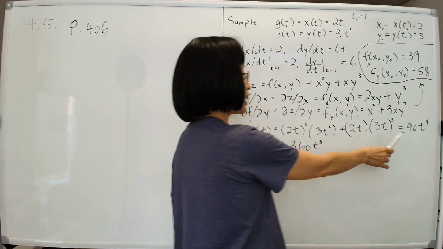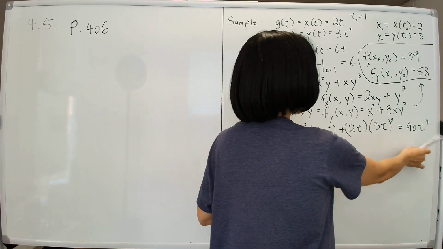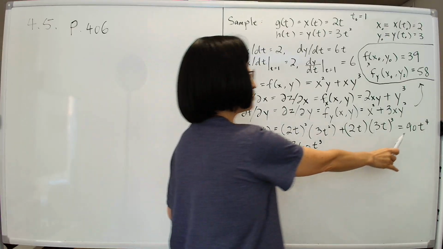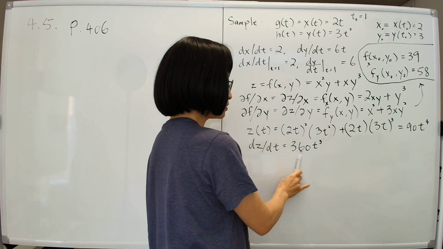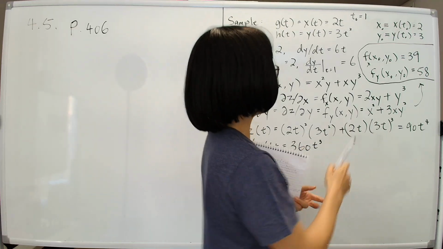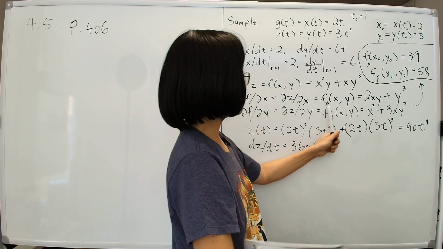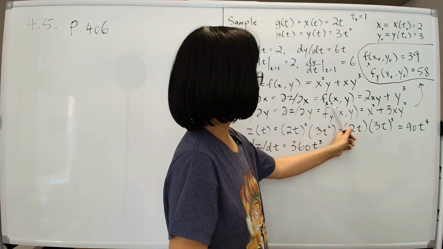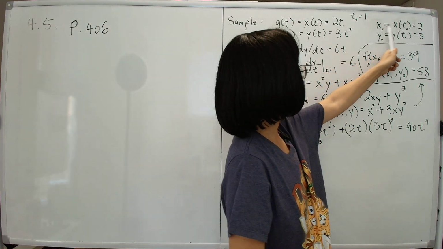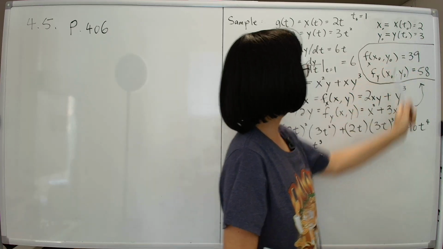So the answer is some function of t. And then you take the derivative of this thing, and you get something else in t. And oh, I forgot to mention over here, the partial derivatives we will need to evaluate at our specific point where t equals 1, in which case x is 2 and y is 3. Okay, x0.